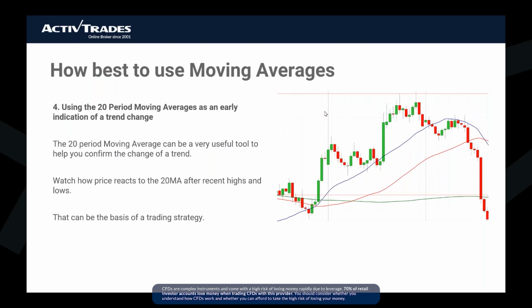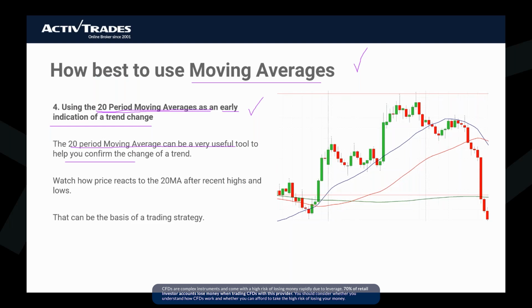And one of the other ones is using the 20 period moving average as an early indication of a trend change. Generally, we associate moving averages with trends and trend following and trend trading. And, as I said, in good trends, moving averages work very, very well. But what we can also do is use the 20 period moving average as an early indication of a possible trend change. And in this, it can be a very useful tool to help you confirm that change.